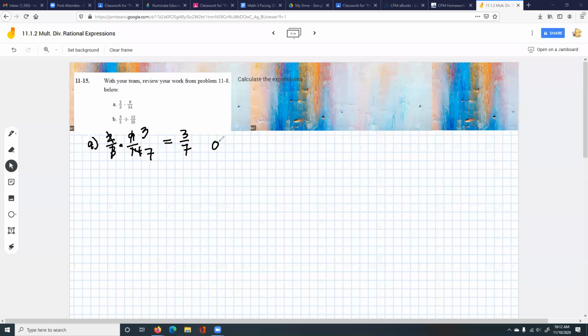Or we could have just multiplied straight across. 2 times 9 is 18. 3 times 14 is 42. Okay, and then since these are both even, you would reduce them. It looks like 6 goes into both of these. 6 goes into that 3 times. 6 goes into that 7 times. So it reduces down to 3/7.